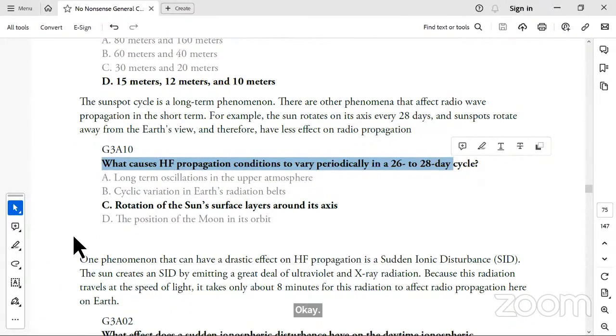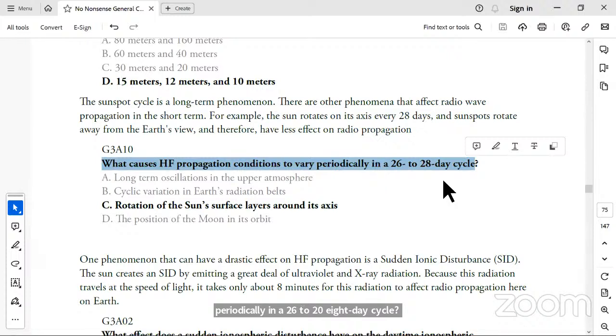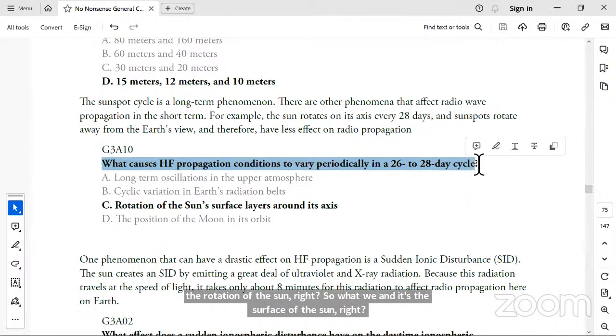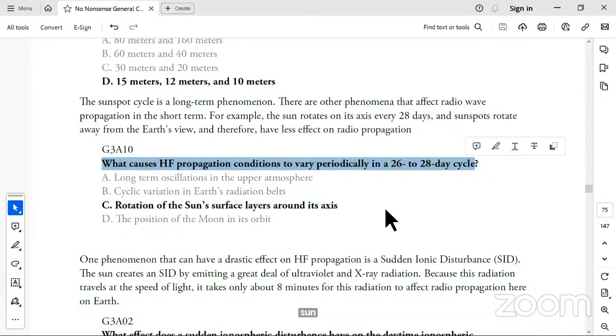What causes HF propagation conditions to vary periodically in a 26 to 28 day cycle? So let's dissect this question. You probably already say, wait a minute, 26 to 28 day cycle, that's the rotation of the sun, right? So what rotates is the surface of the sun, and on the surface of the sun you have those sunspots. That is what is affecting propagation to vary as the sun rotates. Again, it takes between 26 to 28 days, I should say. So it's the rotation of the sun's surface layers around its axis.